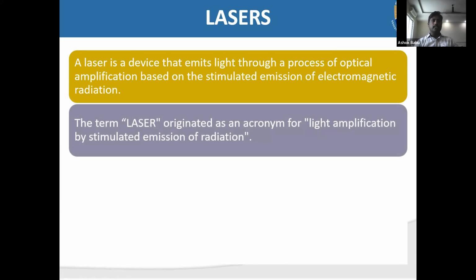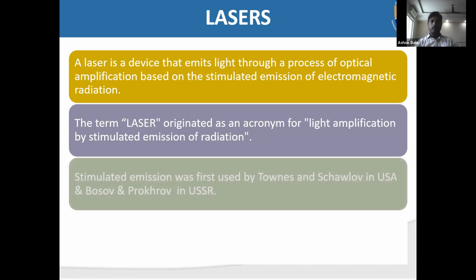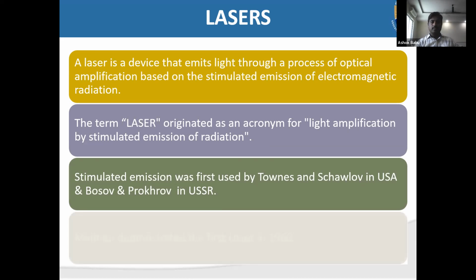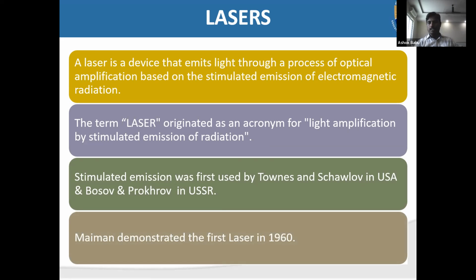A laser is a device that emits light through a process of optical amplification based on the stimulated emission of electromagnetic radiation. The term laser is an acronym of light amplification by stimulated emission of radiation. The principle of stimulated emission was first used by Townes and Schawlow in the USA, but the first laser invented was the ruby laser in the 1960s. Maiman demonstrated the first laser, the ruby laser, in 1960.